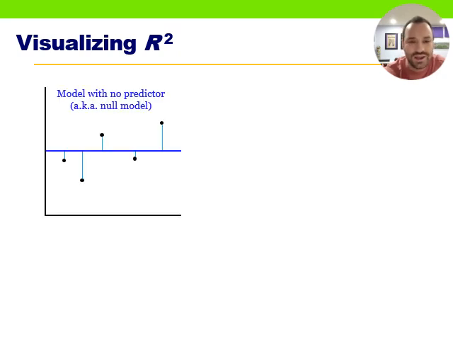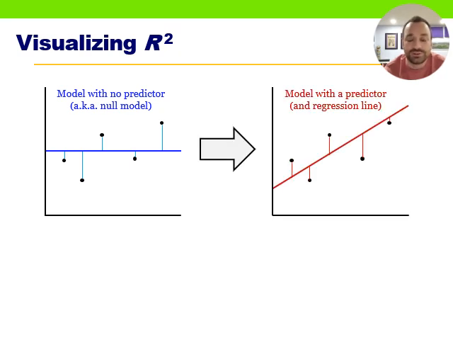Here, for what it's worth, is how you would visualize R squared. Again, going along with the puzzle analogy, if we have no puzzle pieces, then we're just going to draw a straight line and call it a day, right? We have no information about this person. We're just going to assume everyone is average. And when that happens, we're going to have some pretty big residuals, right? Some of our predictions are going to be pretty far off.